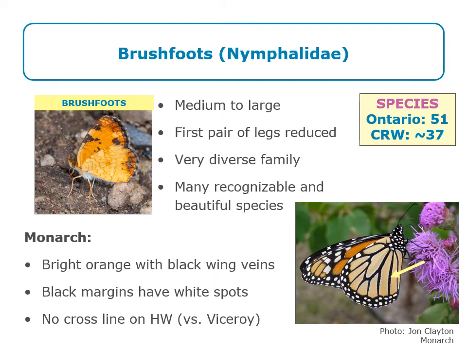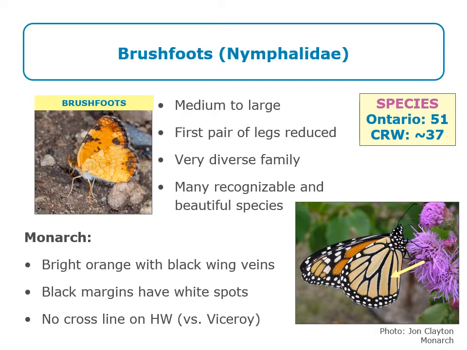First up, the brushfoots. Their family name is the Nymphalidae. So these butterflies are medium to large. The first pair of legs is reduced, and that's where they get the name brushfoots from. So you can see in these pictures that it actually looks like they only have 4 legs, and that's because the first pair of legs is actually a lot smaller and modified.